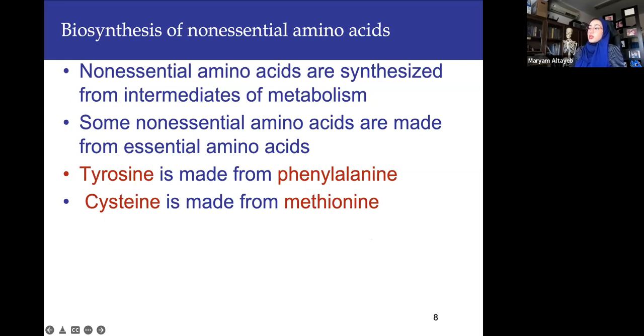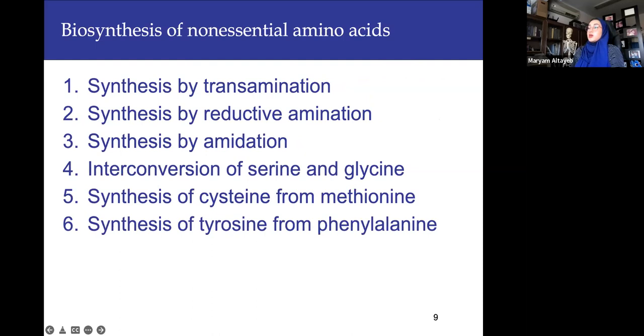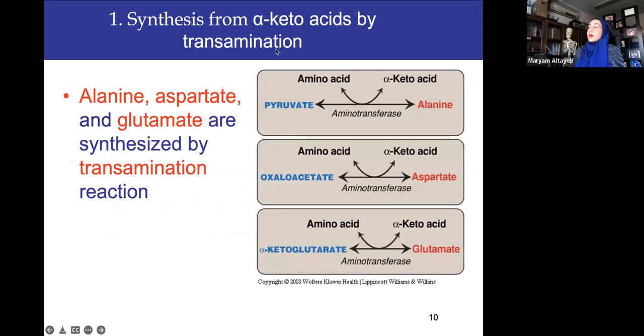Cysteine is made from methionine, and this we're going to talk about in a bit in specific detail. Okay, but just know that we're going to be talking about how you create, or synthesize, specific types of amino acids. And there are different ways in which you can synthesize them: transamination, reductive amination, amidation, conversion, synthesis, and we're going to talk about all of these now. Okay. So transamination, like I told you guys, that's when you're transferring an amino group.